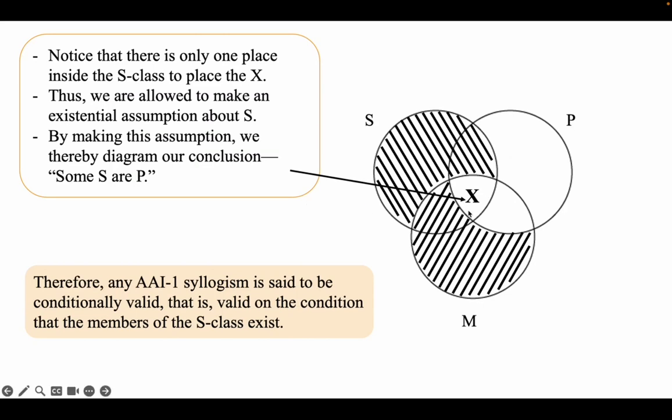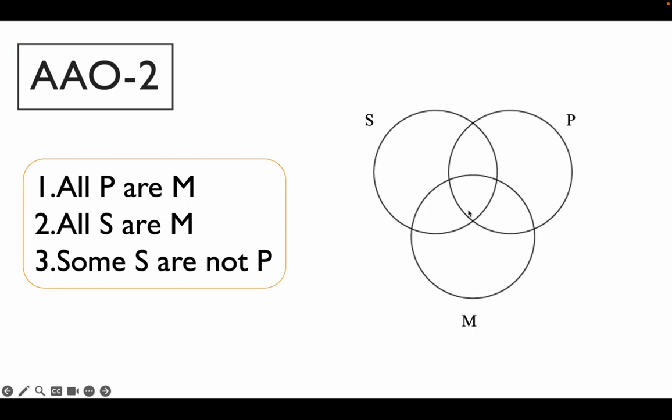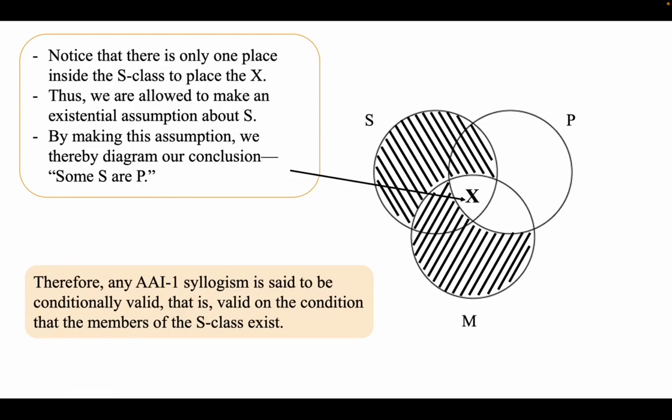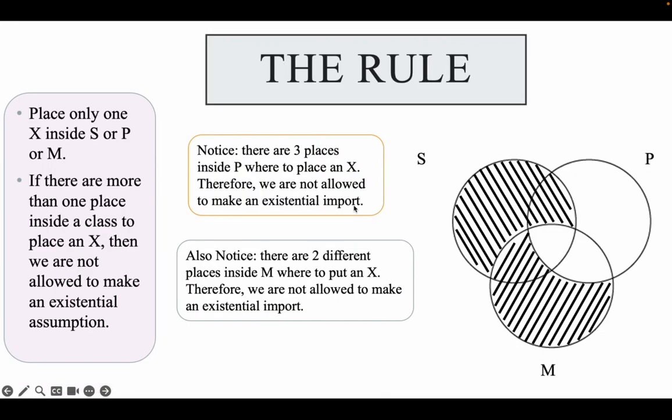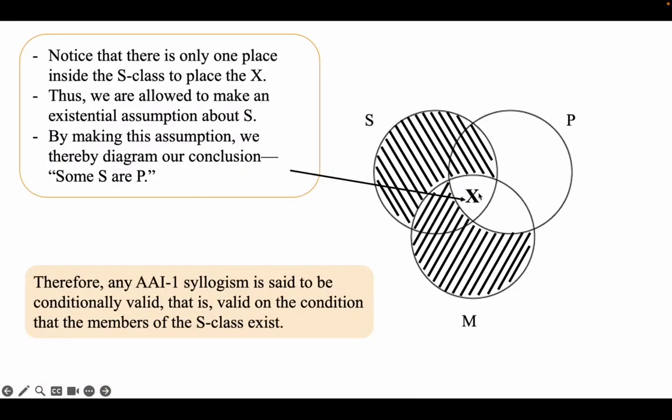I make the existential assumption, and remember that the conclusion is some S are P. And by making this assumption, I diagram the conclusion. Some S are P. So what do we say about this syllogism?